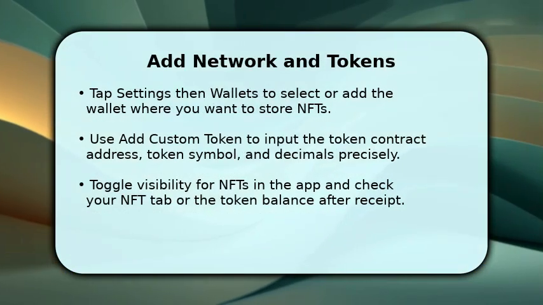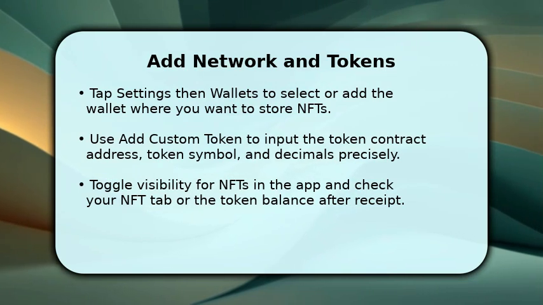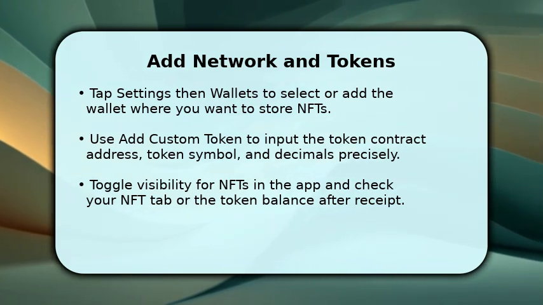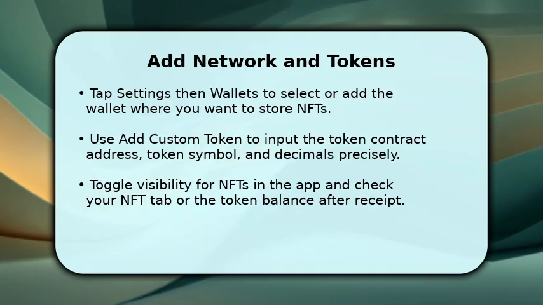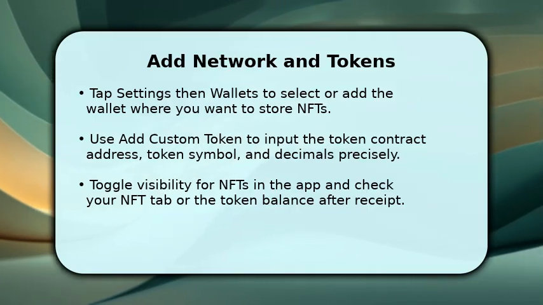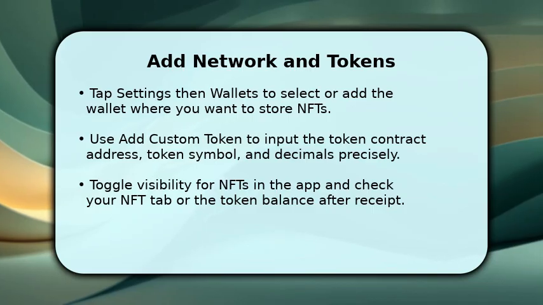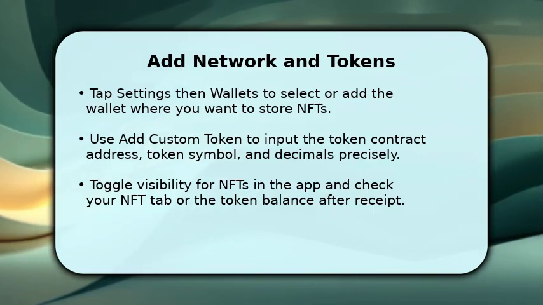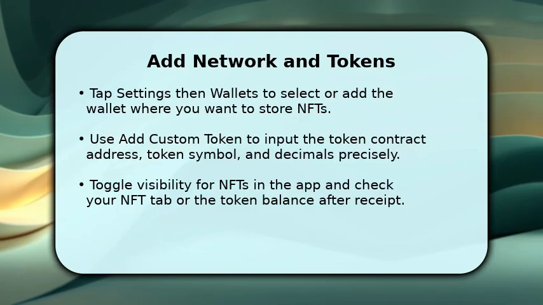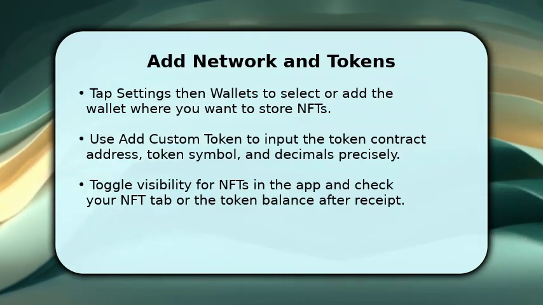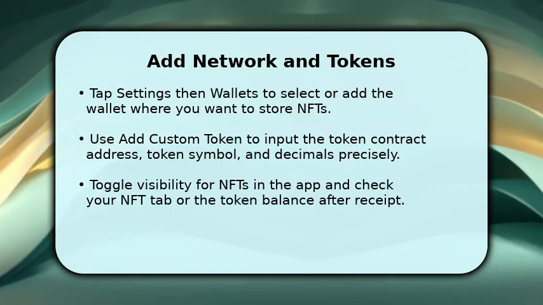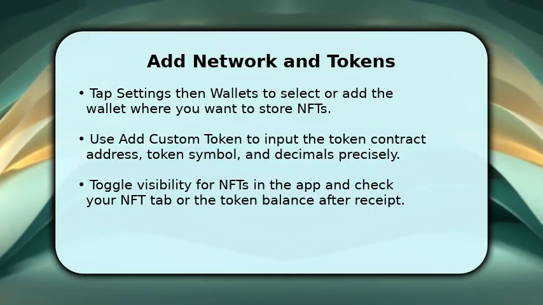Start by selecting the wallet where you want to keep your NFTs and make sure you have a small native coin balance for gas fees. Add the correct network and use Add Custom Token to paste the NFT contract address, symbol, and decimals. After confirming the token, toggle NFT visibility in settings so the artwork or collectible shows up. Finally, receive or transfer the NFT and confirm the transaction when prompted.